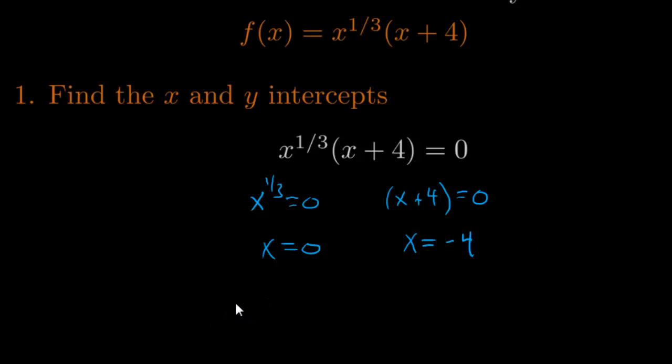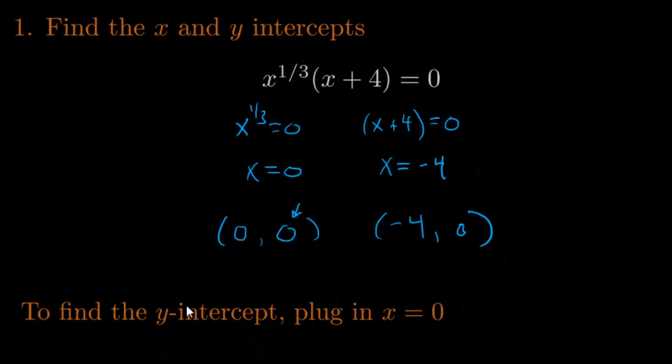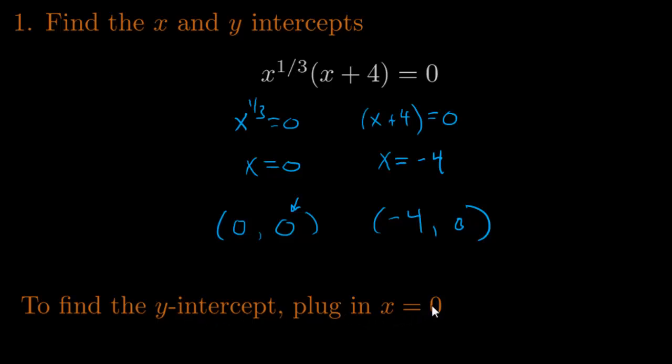So I have the x-intercepts, 0 comma something, and -4 comma 0. I should say that something is going to be 0, because it's the x-intercept and the y value has to be 0. Okay, so we got our two x-intercepts. Let's take a look at the y-intercept. What we're going to do is plug in x equals 0. If we plug in x equals 0, we get 0 to the 1/3 times 0 plus 4. That's just 0 times 4, which is 0. So the y-intercept is also 0, 0.